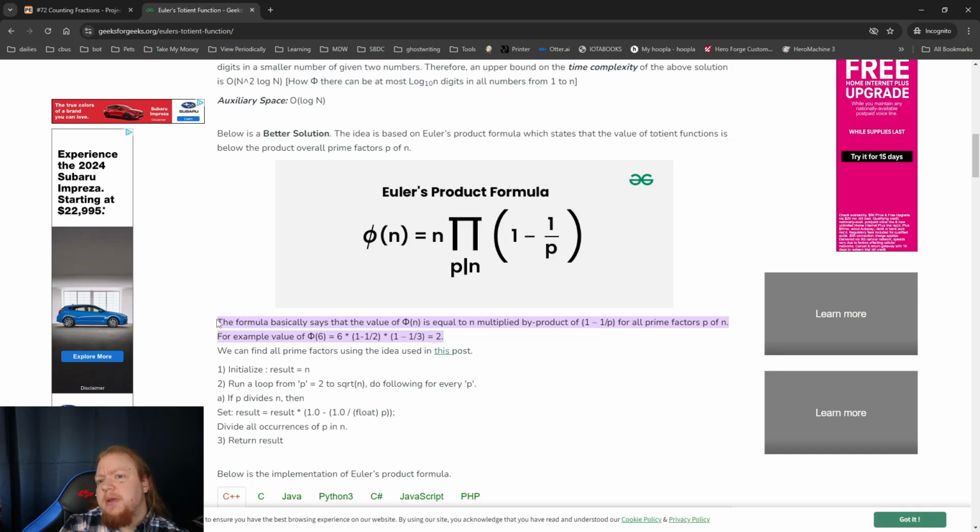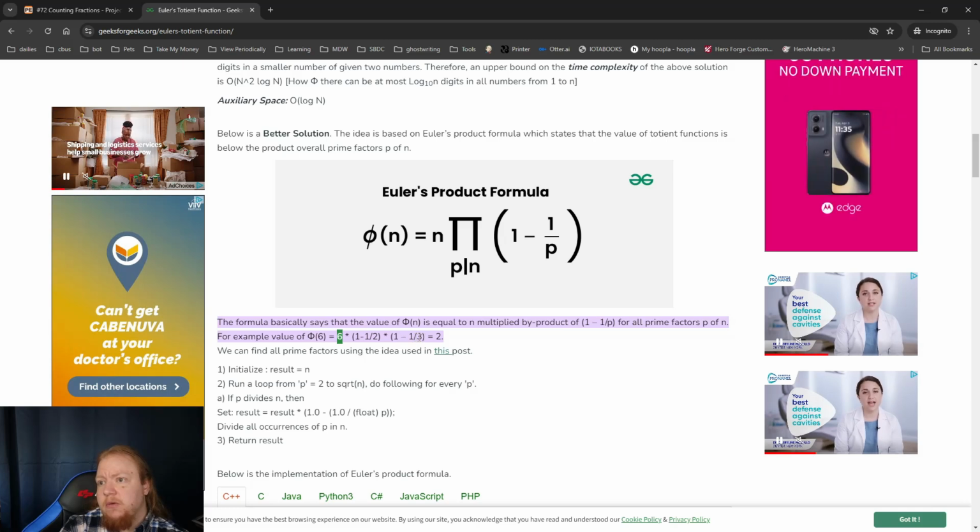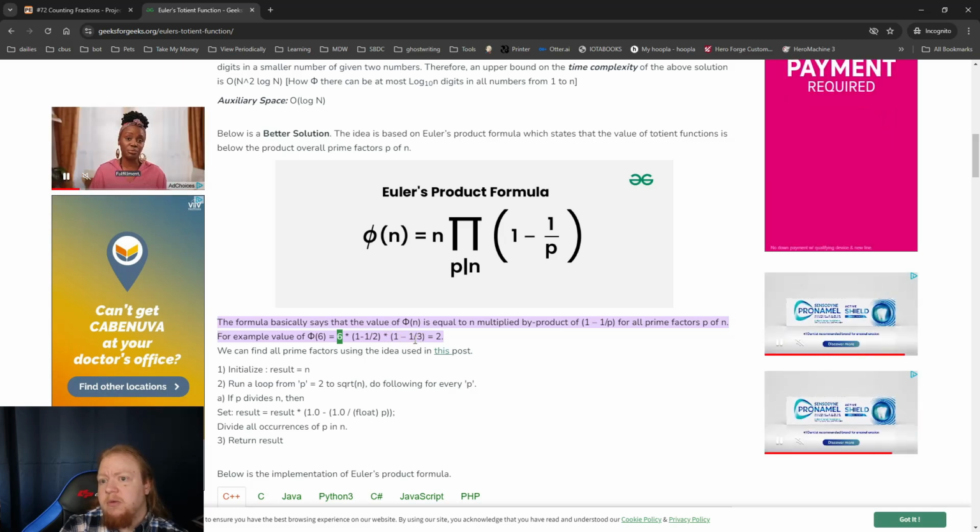Okay, this formula basically says that the value of phi of n is equal to n multiplied by product of 1 minus 1 divided by p for all prime factors p of n. For example, phi of 6 equals 6 times 1 minus 1 half times 1 minus 1 third, which is equal to 2. So 6 times 1 minus 1 half is 1 half. So that's basically 6 divided by 2, which is 3. 3 times 1 minus 1 third, which is 2 thirds. So 3 times 2 thirds is 2.